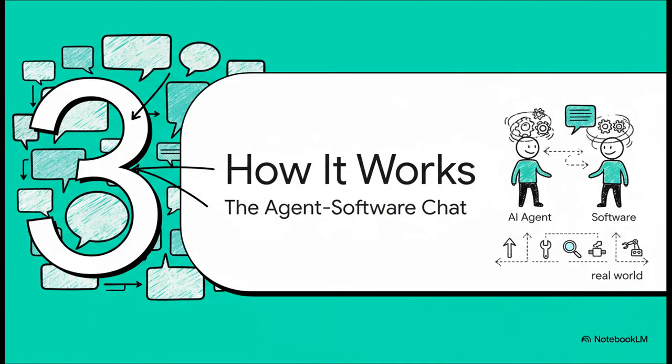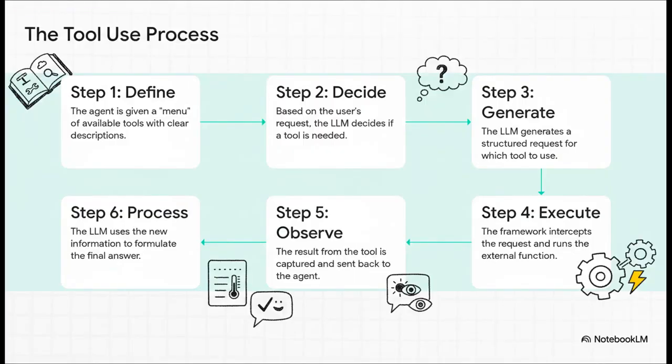Okay, so how does this actually work under the hood? It's not magic, even though it kind of feels like it. It's actually a really smart back and forth conversation between the AI and the software framework it's running in. Let's break it down. It all works in this really neat 6-step loop. Think of it like this. First, a developer gives the AI a menu of all the tools it can use. Then, when you ask it something, the LLM intelligently decides, hey, I can't answer this on my own, I need a tool.